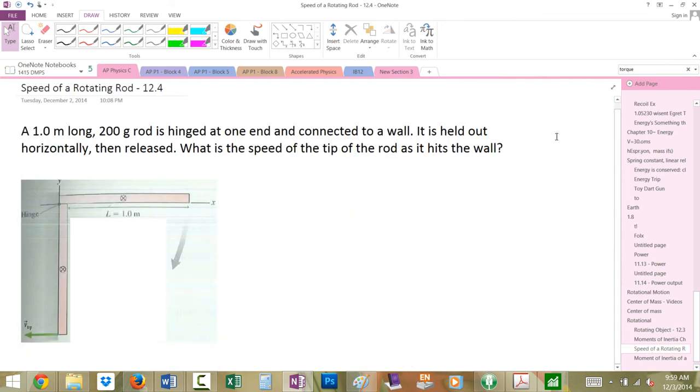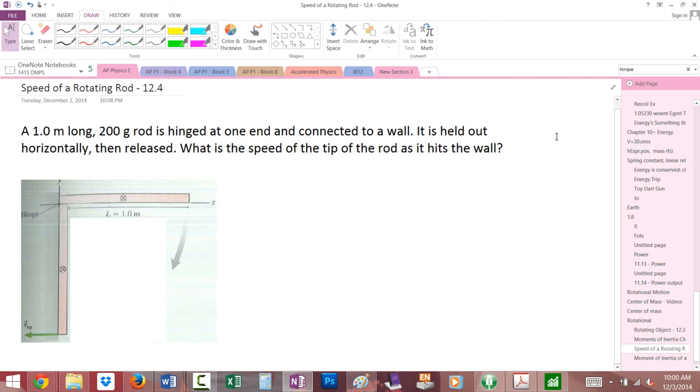So here's the situation. This did not scan very well. I apologize for the picture, but pictures are better than nothing. You have a 1 meter long, 200-gram rod that's hinged at one end. So there's a hinge right here, and it's connected to a wall. There's the wall, okay? It's held out horizontally, and then it's released. Do you agree that this tip down here is going to have some velocity when it gets to the bottom? Sure. I want to know how much velocity. How fast is the tip of the rod moving when it hits the wall?